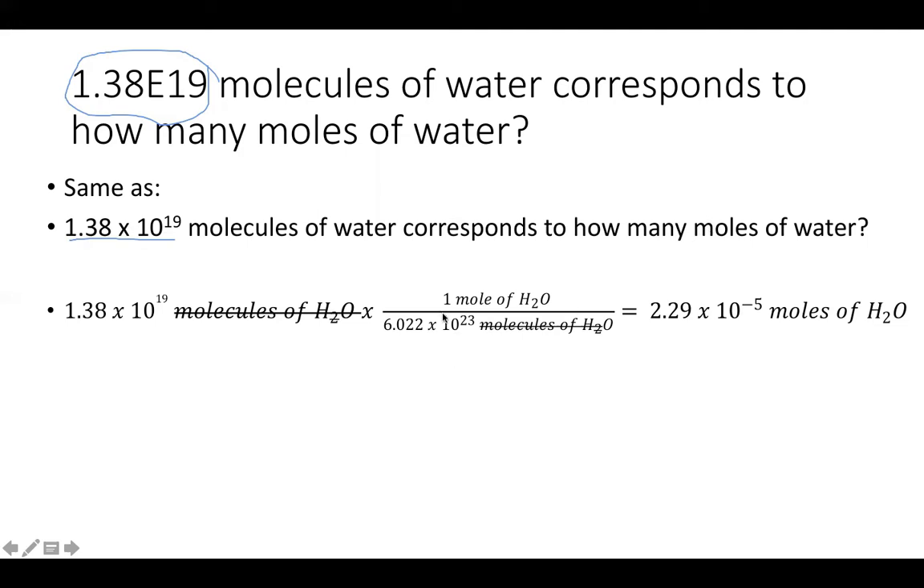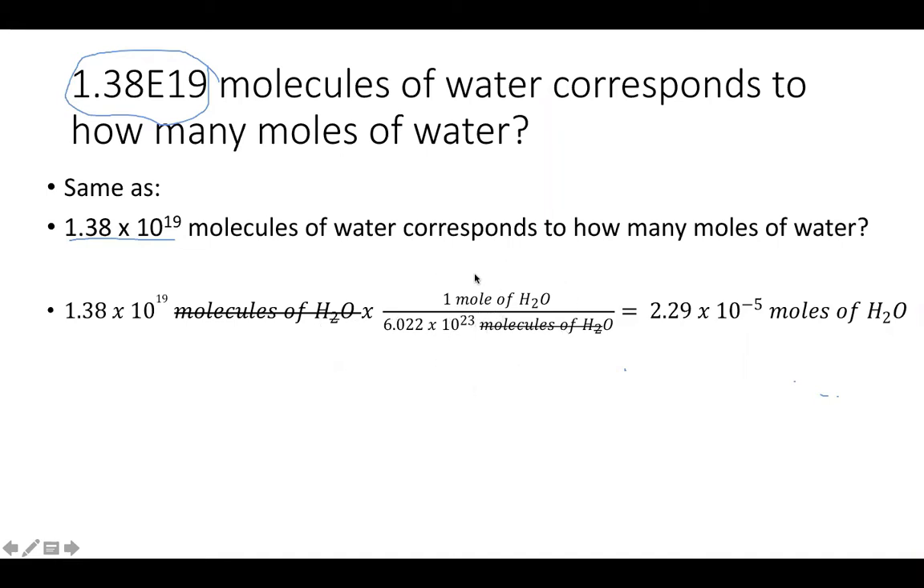If you were going to do that, you would say, well, in 1 dozen, there are 12 molecules of water. So we treat it the same way as a mole. In 1 mole of water, there are 6.022 times 10 to the 23rd molecules of water. So if we have 1.38 times 10 to the 19 molecules of water, to convert it to moles, we could use this conversion factor.